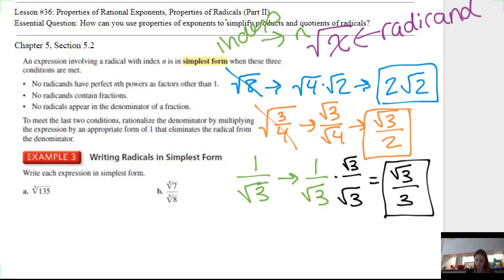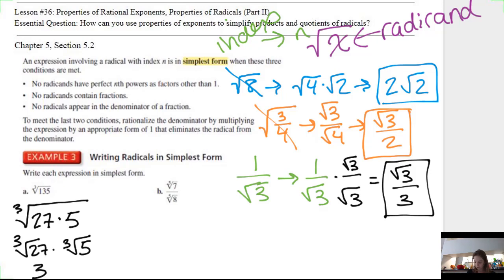So we have the cube root of 135. So I'm going to think if there are any factors of 135 that are perfect cubes. So can I write this as the cube root of something times something? And I can, as the cube root of 27 times 5. I could also write this as the cube root of 27 times the cube root of 5. The cube root of 27 is 3, and then I'm left with the cube root of 5. Now I have it in simplest radical form.